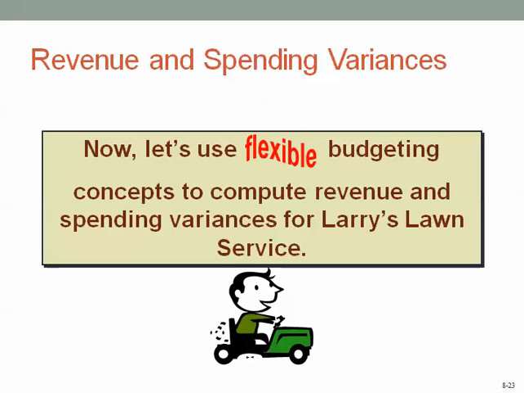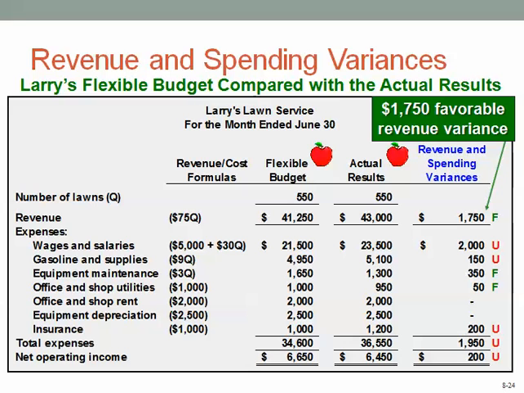Let's go ahead now and use our flexible budget that we prepared for Larry's lawn service to calculate our revenue and spending variances. Again, our revenue and spending variances are simply the difference between our flexible budget amounts and our actual results. For revenues, our actual revenues of $43,000 were $1,750 higher than our flexible budget amount, or what we would have expected, given that we cut 550 lawns.